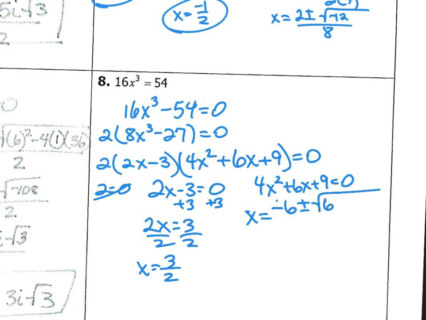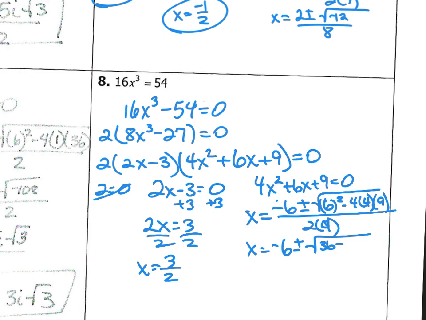So it's negative b plus or minus the square root of b squared minus 4 times a times c, all over 2a. So I get x, and that's 2 times 4. I get x equals negative 6 plus or minus the square root of 36 minus 16 times 9, which is 144. So I get x equals negative 6 plus or minus the square root of negative 108 over 2 times 4, which is 8. And I'm going to come up here to finish it.